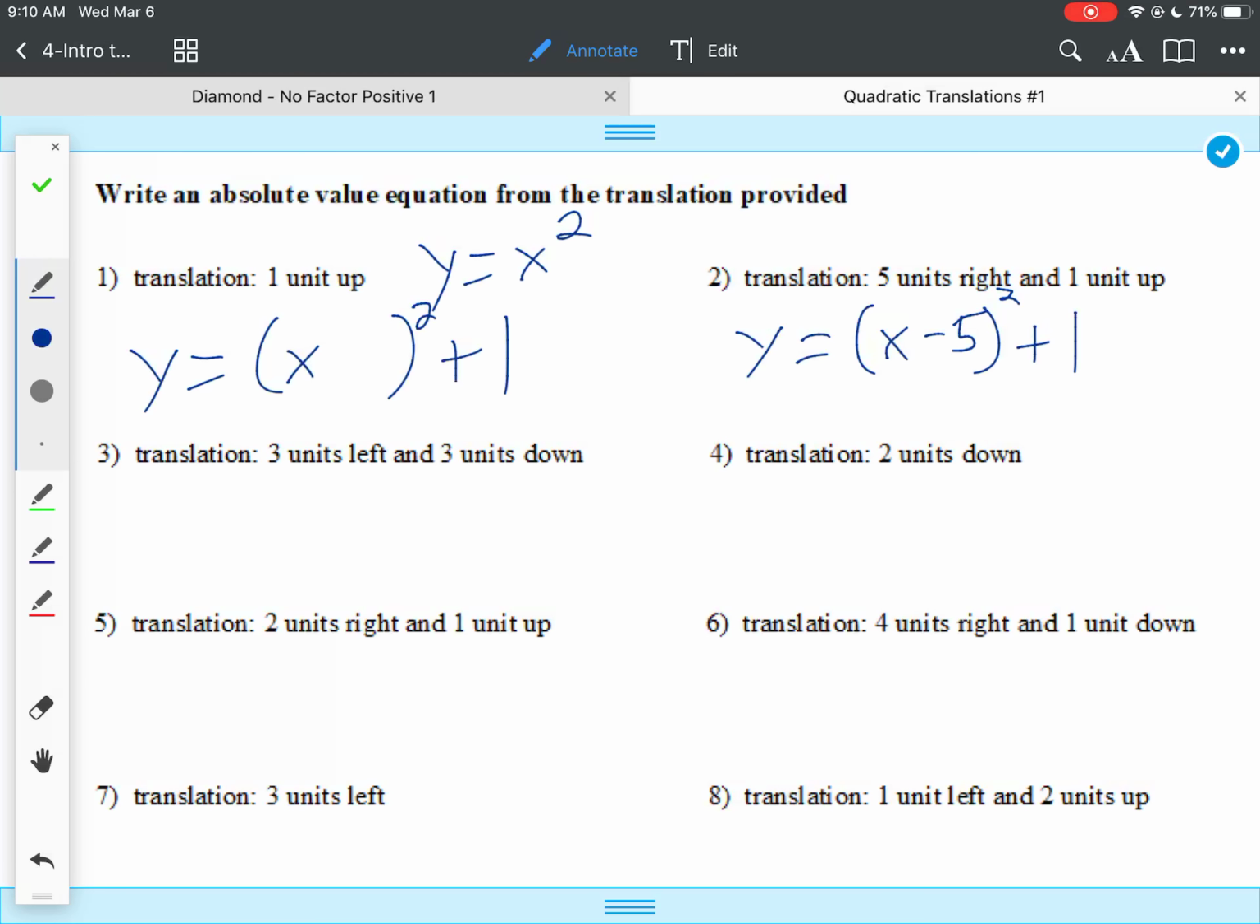Okay, it should be pretty fresh in your minds from last unit. Okay, it's the same exact thing, it's just the equation looks a little different, but it works exactly the same.